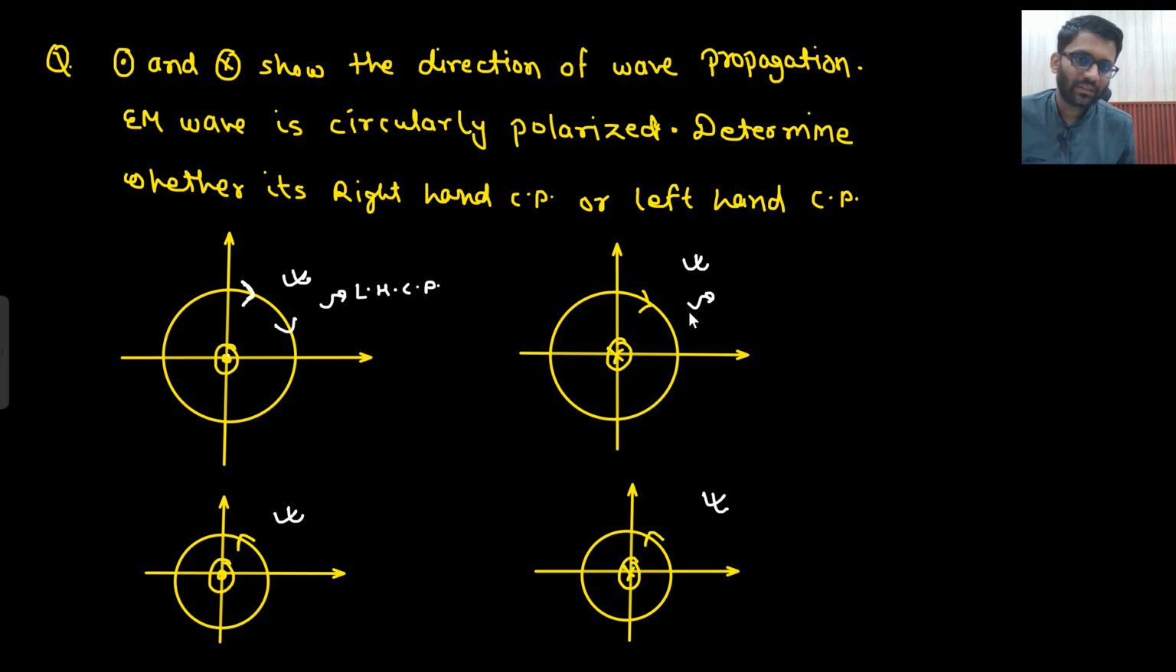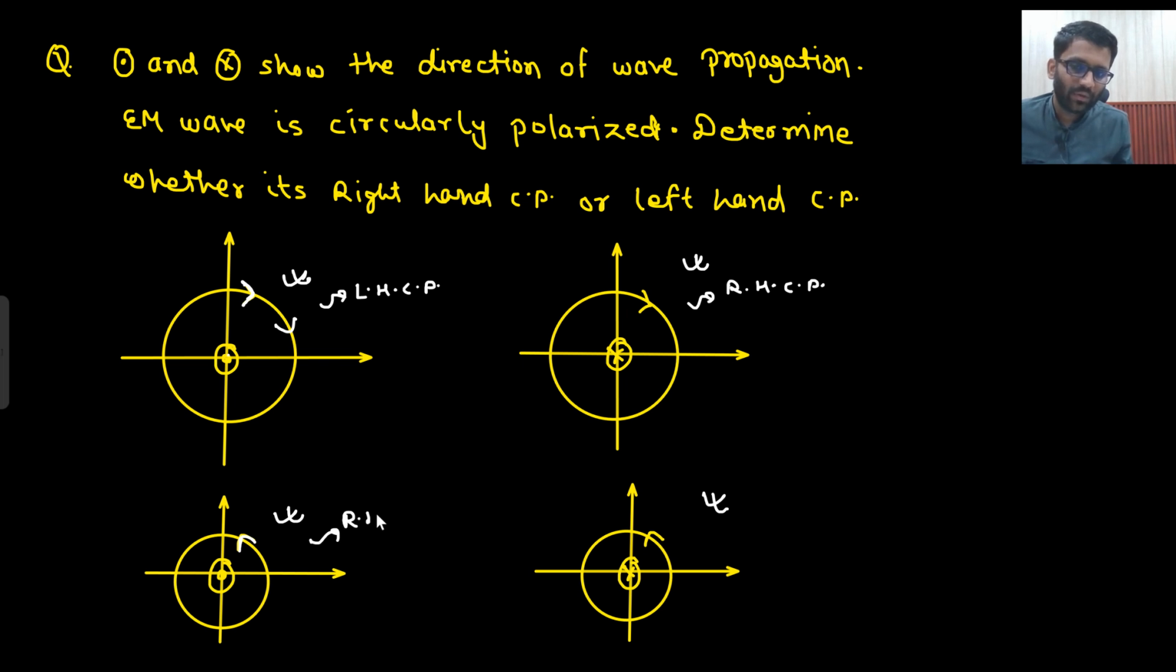What about this? The thumb should be pointing here and the fingers should be rotating in the direction of polarization. So it is right hand circularly polarized. What about this? The thumb should be pointing here and the fingers should be rotating in this direction, and the thumb should be towards the direction of propagation. So this is the direction of propagation. I am using my right hand, so this is right hand circularly polarized.